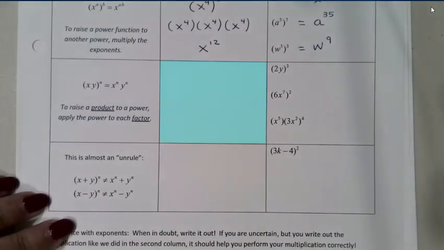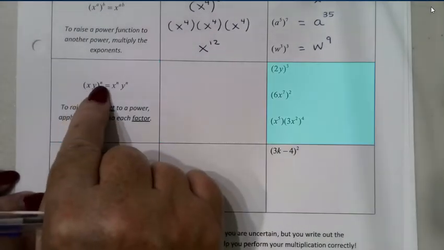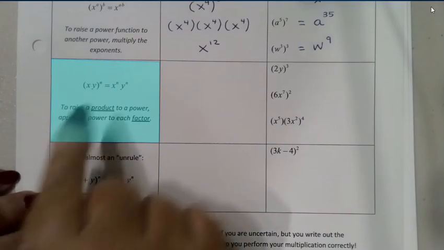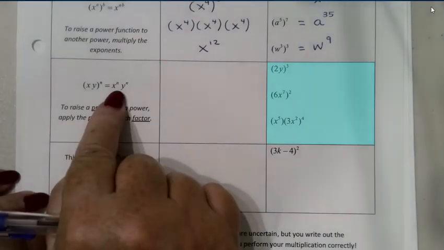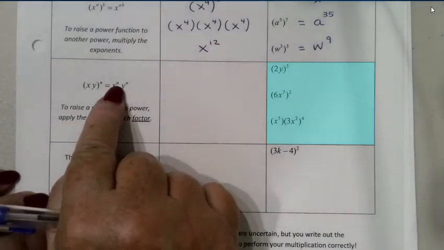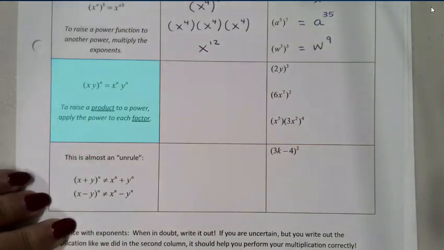All right, last real rule for multiplying. If you have a product raised to a power, it is okay to apply that exponent to both factors. Again, if you think about that, hopefully it makes sense.